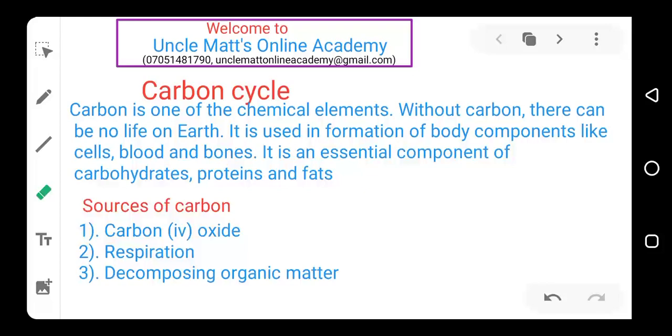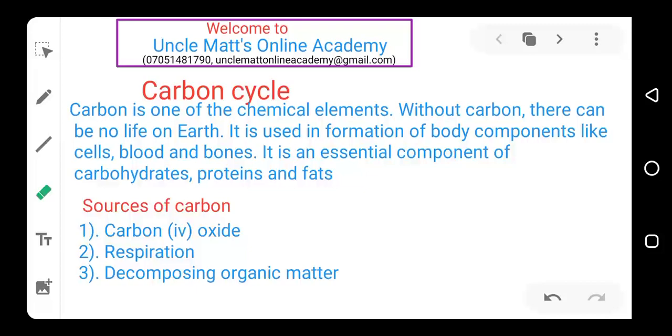Today we want to look at the carbon cycle. In our last lesson we talked about the water cycle. So today we are going to see how carbon is circulated in the ecosystem, or what we call the carbon cycle.